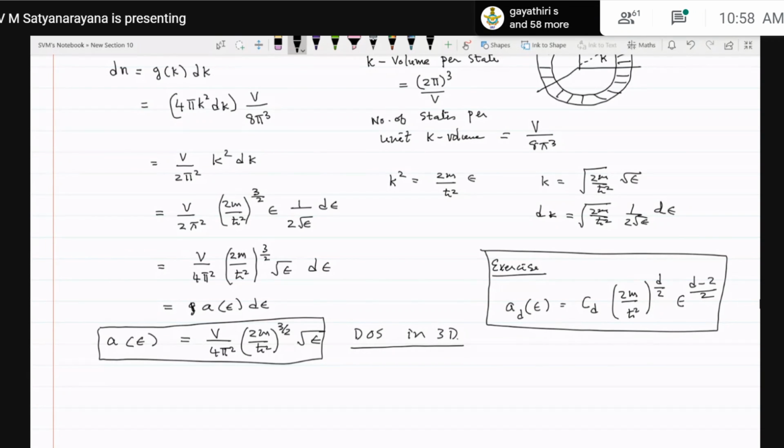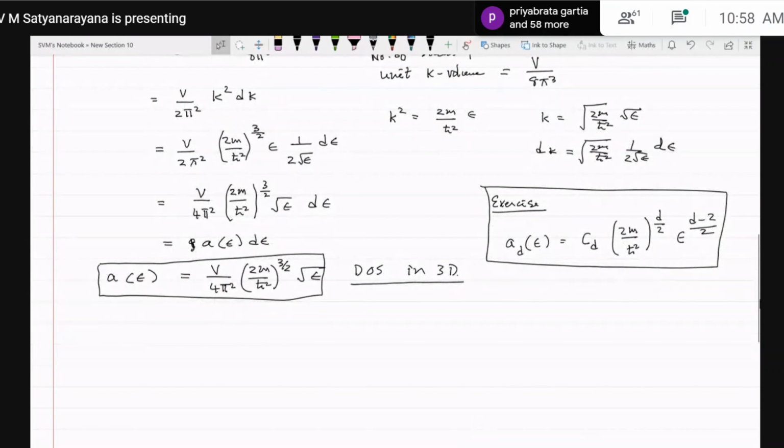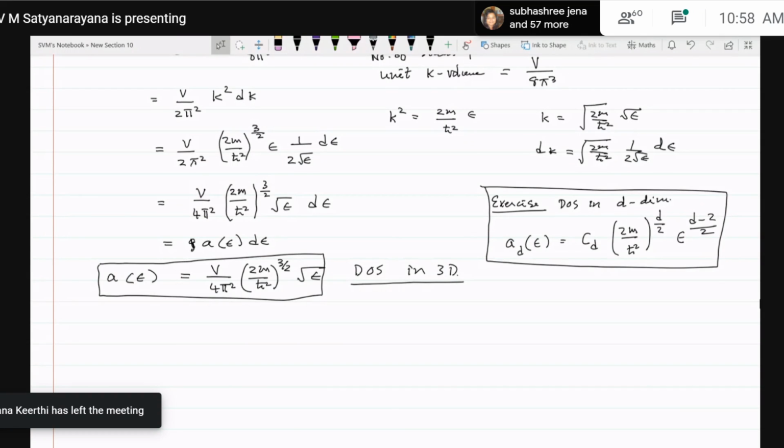So this is the general expression, and it is important. I would recommend that you try, at least in 2 dimensions and 1 dimension, it is easy to show. From that you will be able to make a general expression like this. So this is density of states in 3 dimensions. Okay, so we have this expression.